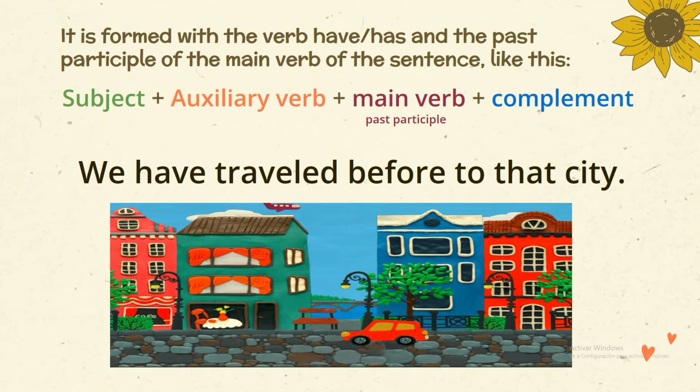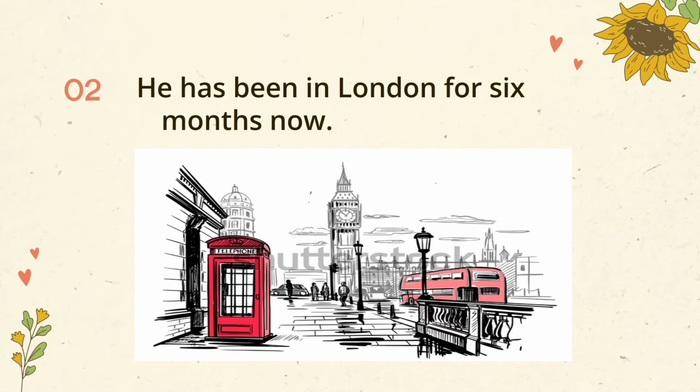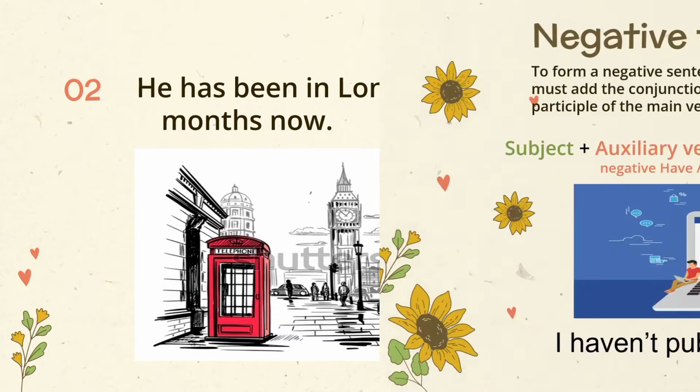It is formed with the verb have or has and the past participle of the main verb of the sentence, like this. The structure in affirmative is subject, auxiliary verb, main verb in past participle, and complement. Example: We have traveled before to that city. Example: I have worked here for a year. Example 2: He has been in London for 6 months now.